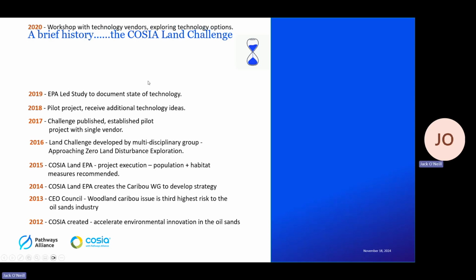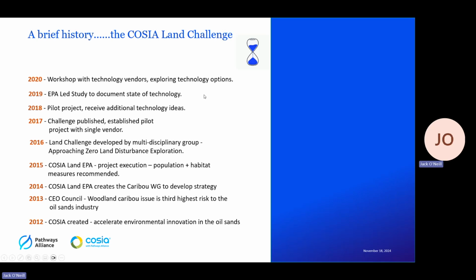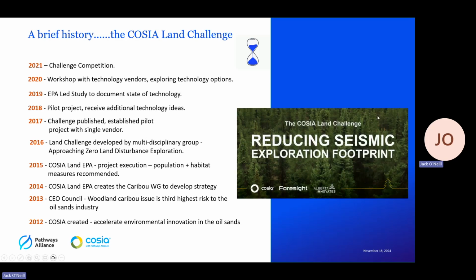So we had that report, and then we had a workshop. So a workshop with technology vendors to come and tell us about all the different things that they had been exploring. At the end of that workshop, we announced a challenge competition. We had the challenge issued, but now we're going to have a competition. So that competition had some prize money provided by Alberta Innovates. We worked with a clean tech accelerator, Foresight, to help us execute this challenge competition.